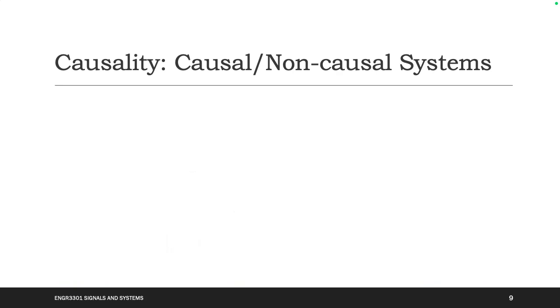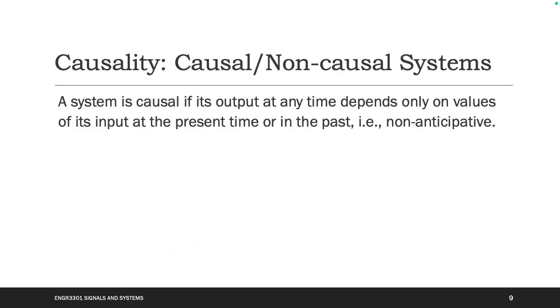Correlated. Which means we will decide if this system is causal or non-causal. A system is causal if its output at any time depends only on values of its input at the present time or in the past.